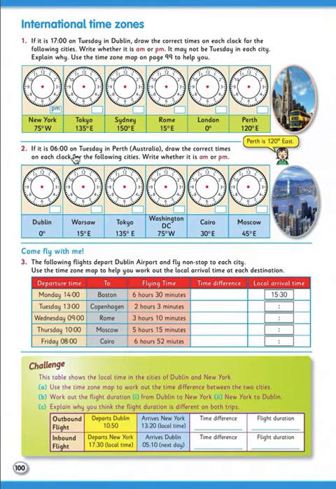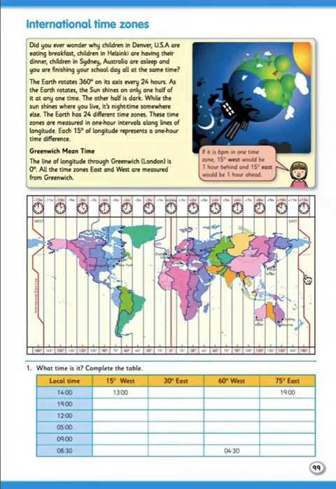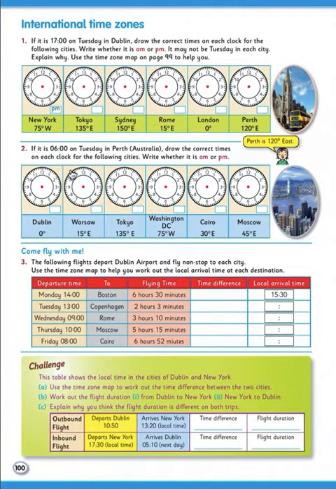Then if it's 6 a.m. on Tuesday in Perth, Australia, let me just double check that they have it marked on this map, Perth here on the western side of Australia. Draw the correct times on each of the clocks. So you're doing it this time the opposite way. You're doing it from the perspective of Australia, and you're seeing, well, if it's 6 a.m. in the morning on Tuesday, what is it in Dublin? What is it in Warsaw, Tokyo, Washington, D.C., Cairo, and Moscow?